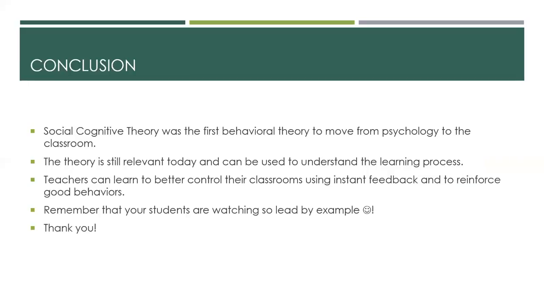Social cognitive theory was the first behavioral theory to move from psychology to the classroom. The theory is still relevant today and can be used to understand the learning process. Teachers can learn to better control their classrooms using instant feedback to reinforce good behaviors. Remember that your students are always watching, so lead by example.